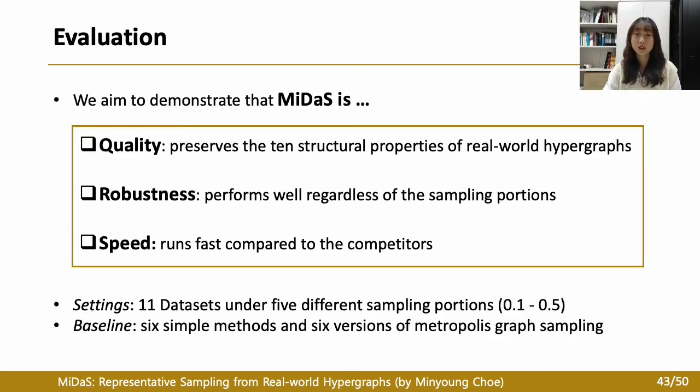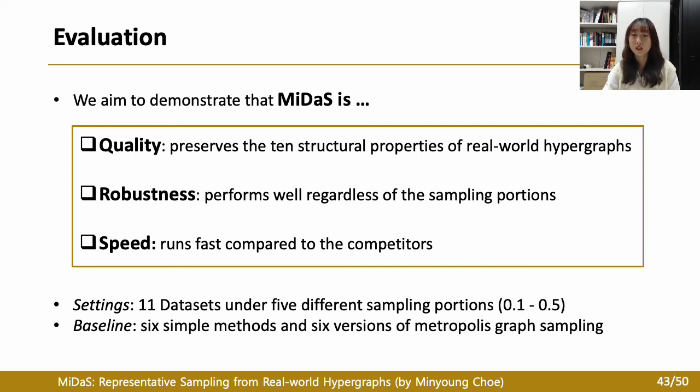Through experimental evaluation, we aim to demonstrate the three advantages of Midas. Regarding quality, Midas accurately preserves the 10 structural properties of real-world hypergraphs. For robustness, it performs well regardless of the sampling portions. Finally, regarding speed, it runs fast compared to the competitors.